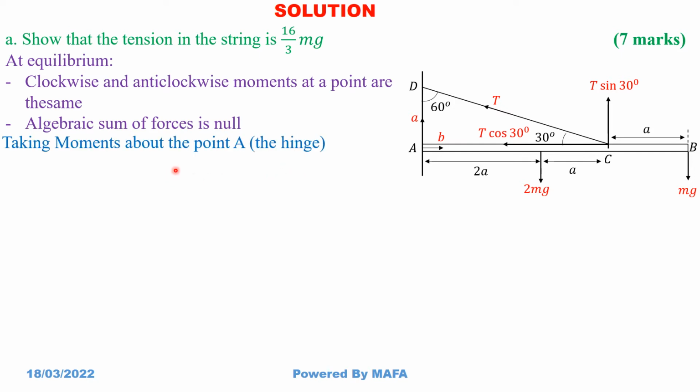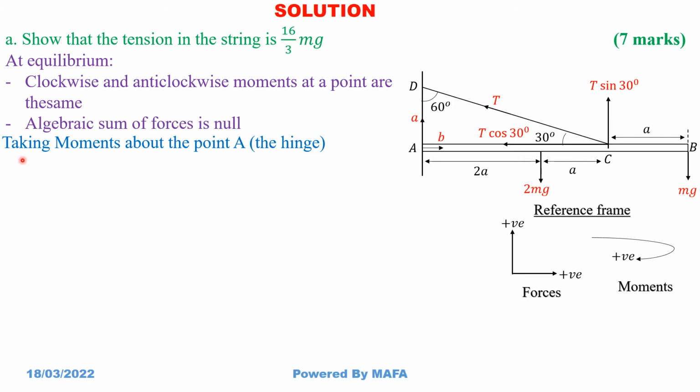Taking moments about the hinge, which is the point A. We first of all need to choose our reference frame. So we take the upward direction for the forces: all forces pointing upward are positive, and to the right are also positive. For moments, if we are considering moments in this direction, that is clockwise, we consider this direction to be positive. Therefore the reverse, which is anti-clockwise, is going to be negative.